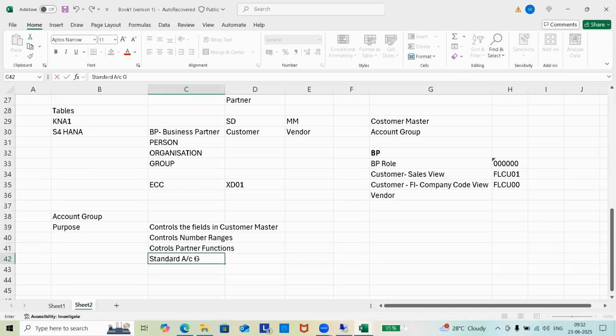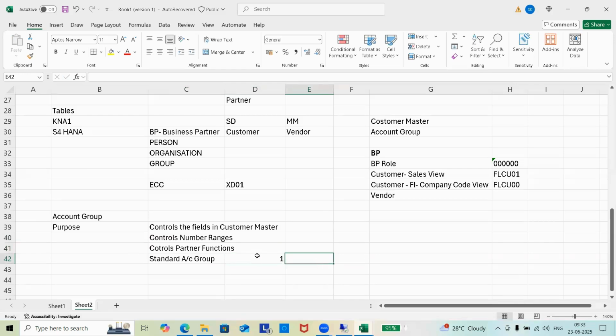The standard account group is 0001. I have already discussed this. Can anyone tell me what it means? Standard account group 0001, I am saying it is for which partner function? Sold-to party. Yes, sold-to party. So this 0001 is for sold-to party.